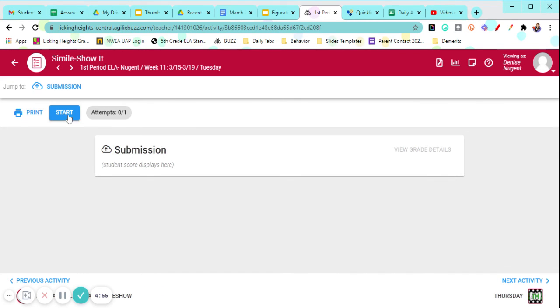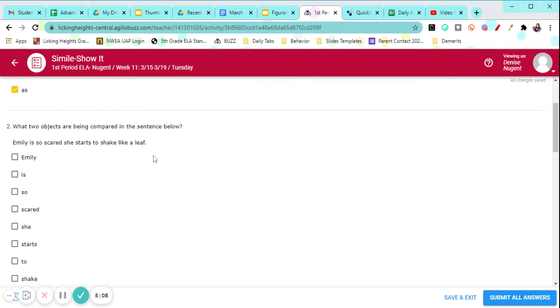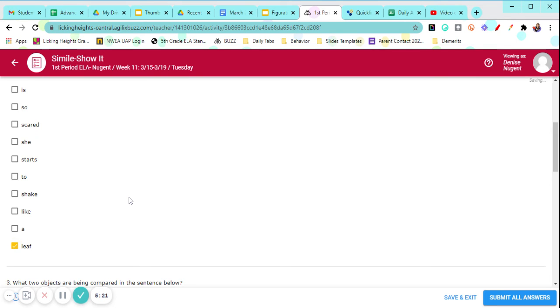Let's take a look. In a simile, what two words are used to compare unlike things? So we said, is it and, almost, like, equals, or as? We said it was like and as. Don't forget, two unlike things. What two objects are being compared in this sentence? Emily is so scared that she starts to shake like a leaf. So the two things I'm going to be comparing here are Emily and this leaf.